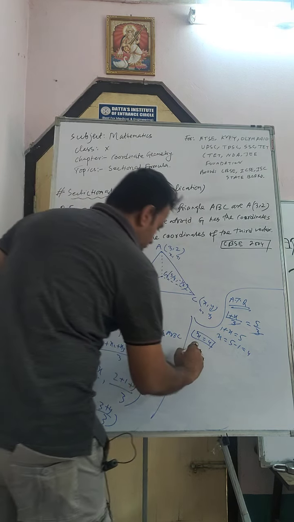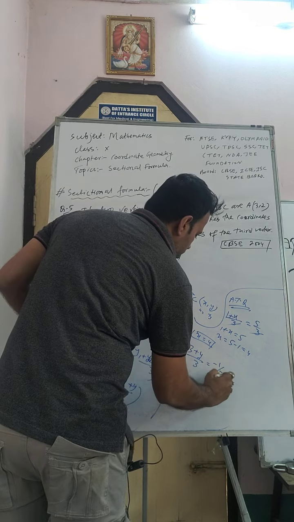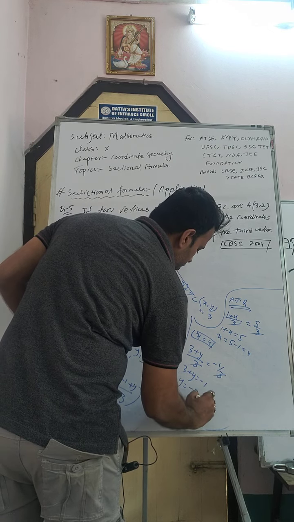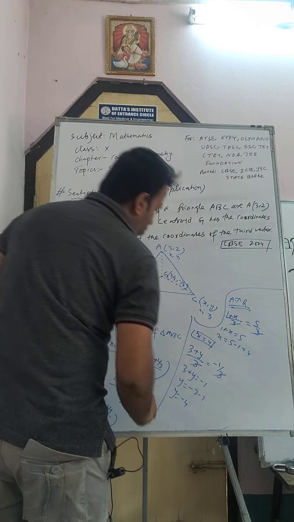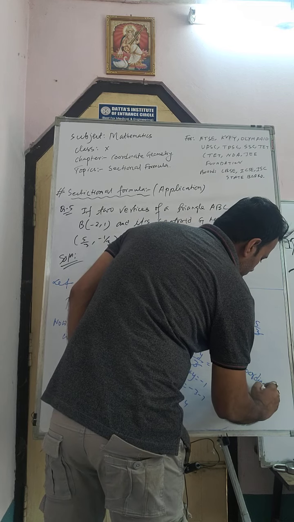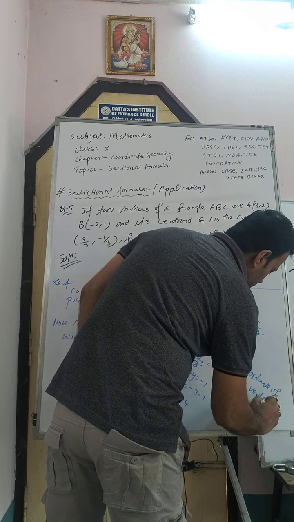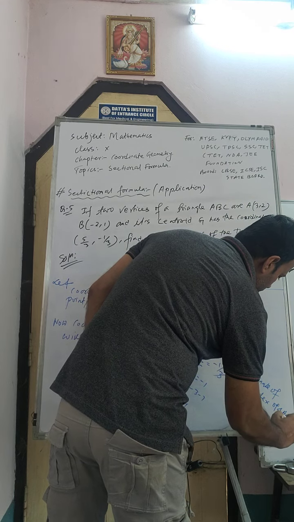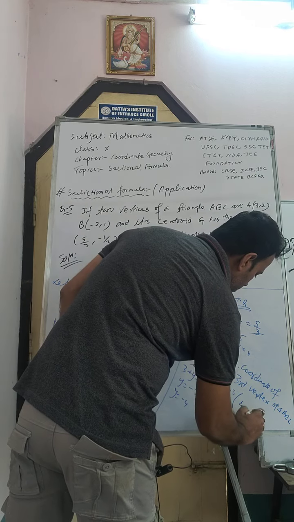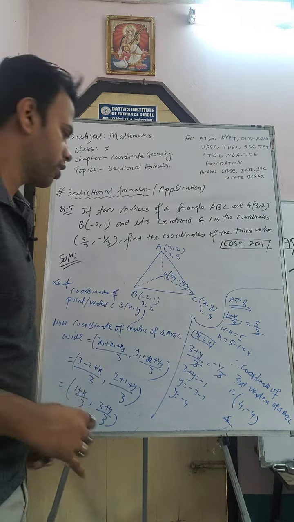And again, 3 plus y by 3 equal to minus 1 by 3, 3 will be cancelled, so 3 plus y equal to minus 1, so y equal to minus 1 minus 3, so y will be minus 4. Therefore, the coordinate of the third vertex of triangle ABC is x comma y, that is 4 comma minus 4. So 4 comma minus 4 is the correct answer.